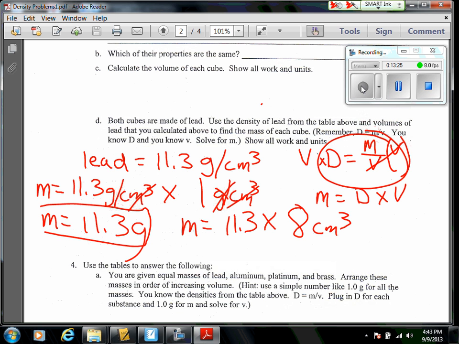So 11.3 times 8 is equal to 90.4 grams. So they both have the same density, different volumes, different masses, but they have the same density, so they're the same substance.